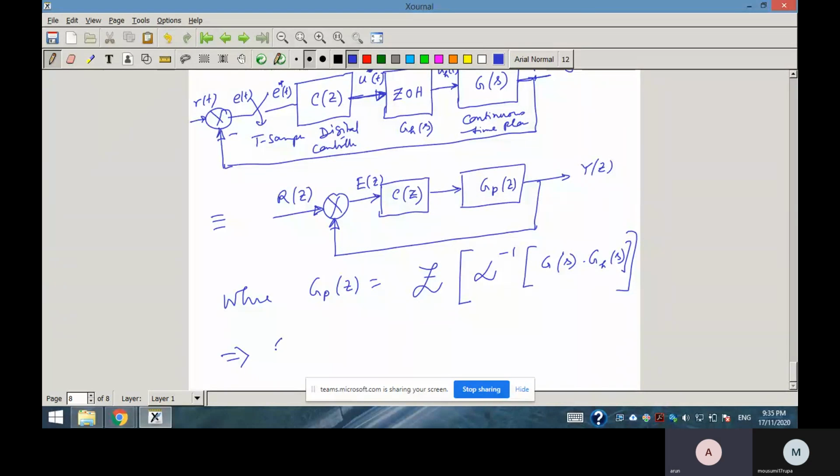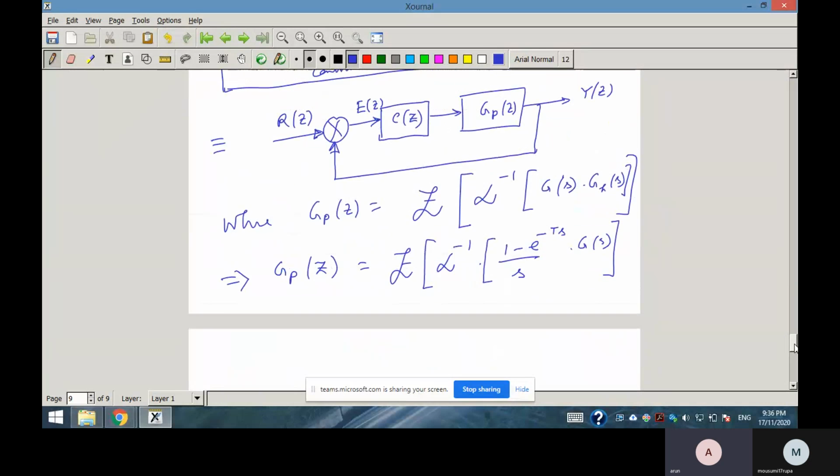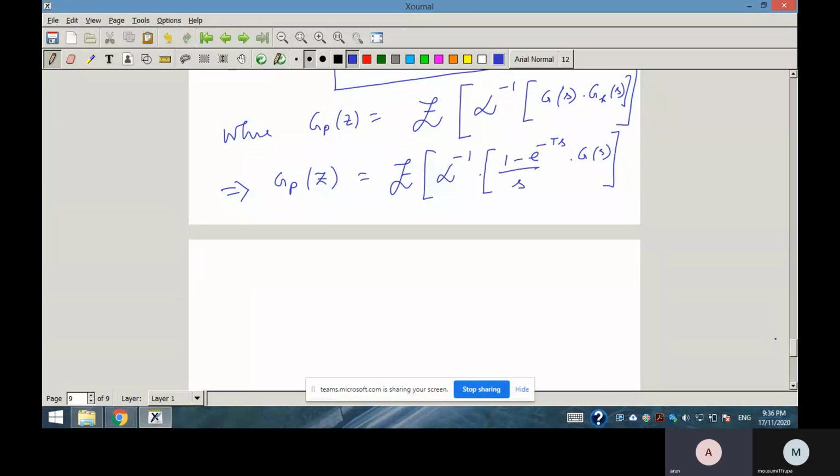So this implies Gp(z) equals the Z transformation of the Laplace inverse of GH(s) times G(s). What is GH(s)? We know it: (1 minus e to the power minus Ts) by s. This is the whole transfer function, multiplied by G(s). Now, what is the relation between s and z? z equals e to the power sT.